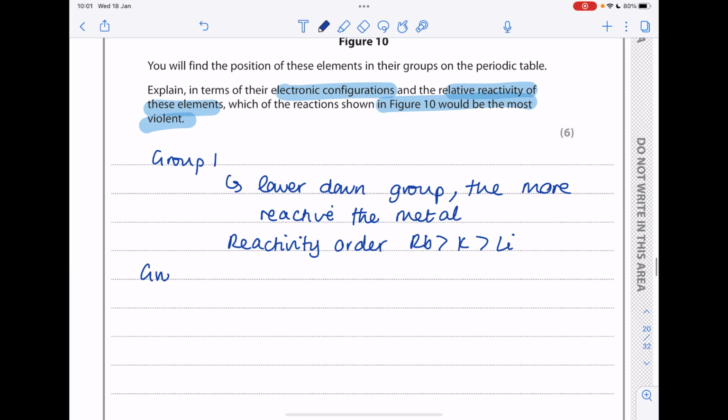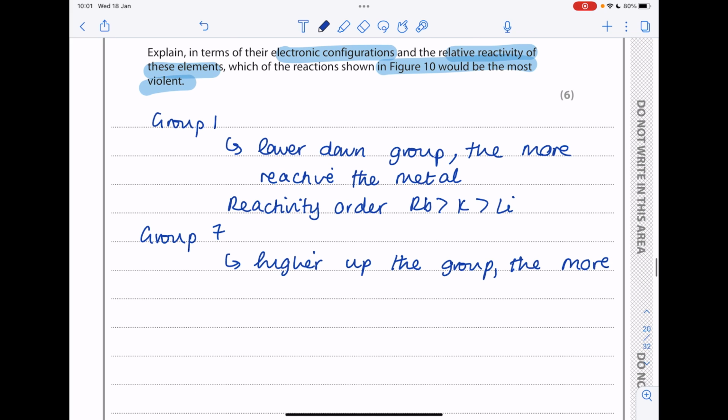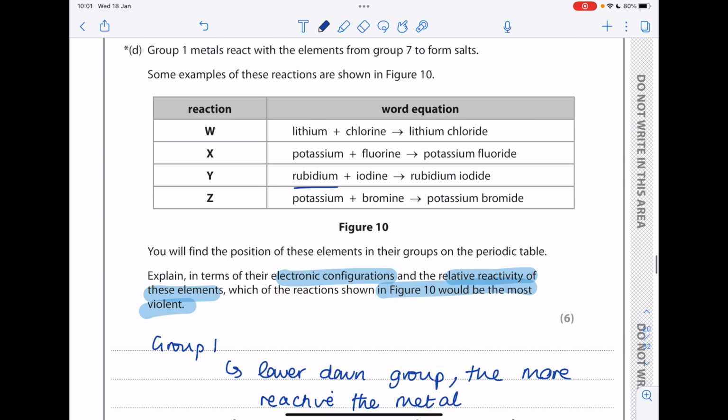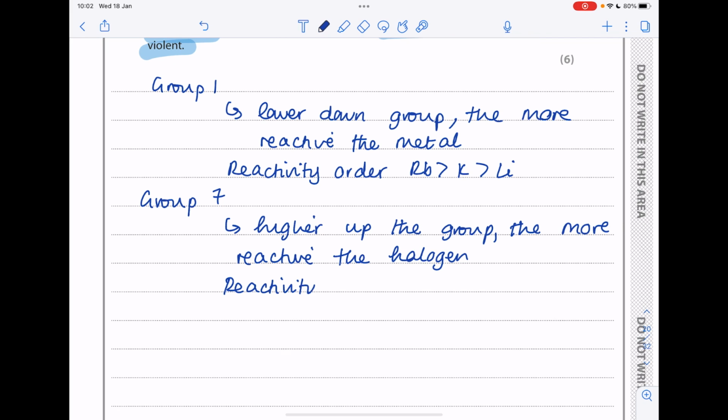However, for group 7, the opposite is true. Higher up the group, the more reactive the halogen. So if we have a look at what we've been given, we've got chlorine, fluorine, iodine and bromine. So actually the order of reactivity goes fluorine, chlorine, bromine, iodine, because fluorine is at the top of that table.